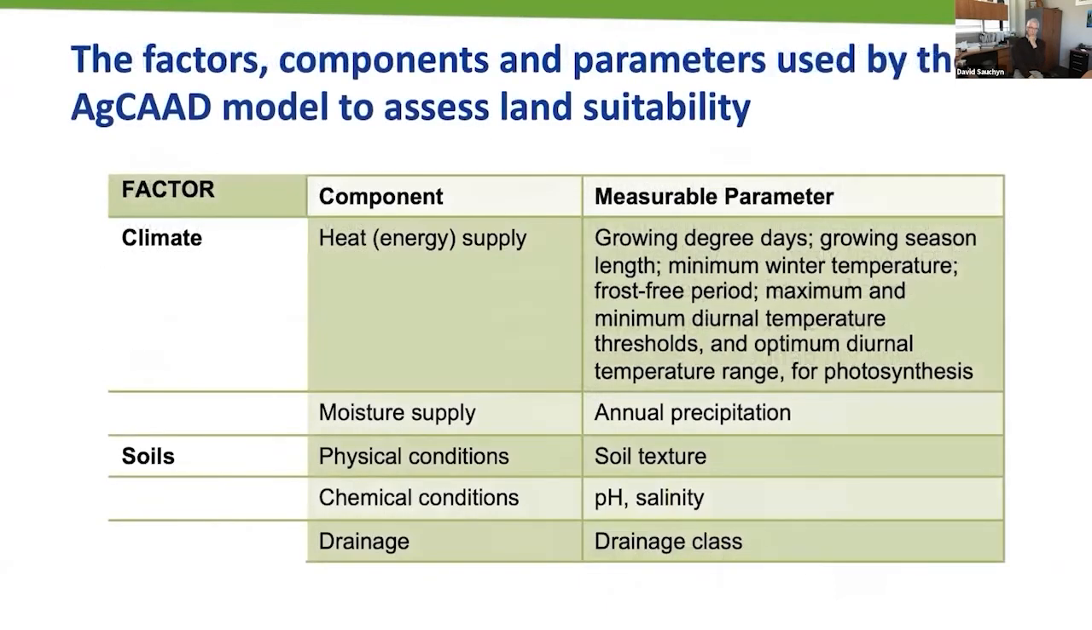First of all, a little bit about the AgCAD model and the two basic factors, climate and soils. And for each of those factors, there are a series of components: heat, moisture, physical, chemical, soil conditions, and drainage, and a number of measurable parameters, including under climate, a series of agroclimatic variables, the same ones that Elaine discussed. And so the role of PARC was to provide AAF with data for these agroclimatic parameters, in particular data for the future.